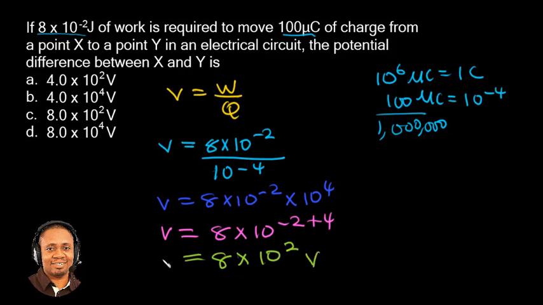So the final answer, the potential difference between X and Y, is equal to 8 times 10 raised to the power 2 volts. And the answer option C seems to be the right answer. So this is the correct answer.